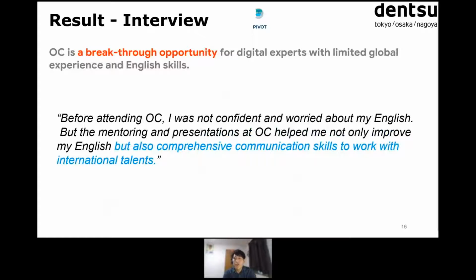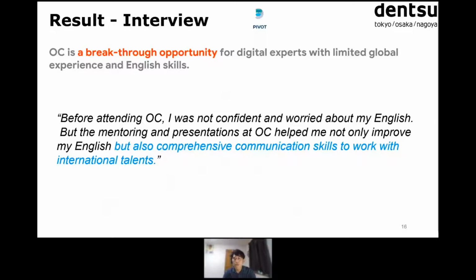Secondly, we figured out that OC energized our employees to nurture international leadership and communication skill sets under the COVID situation. This person worried about his English skill before class, but after Open Classrooms, he learned not only English, but also how to share his opinion proactively and facilitate productive discussion.